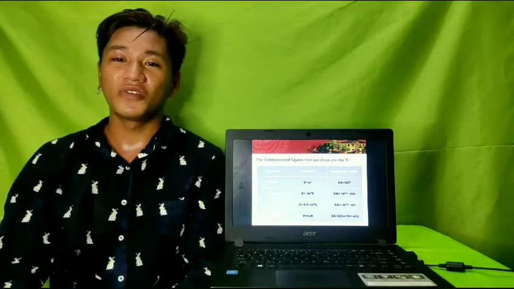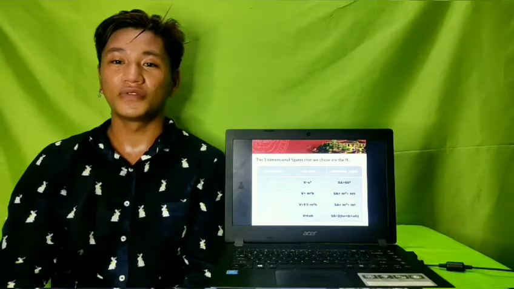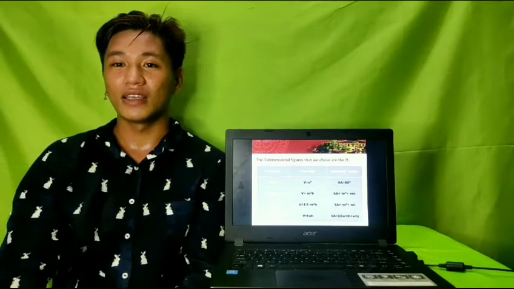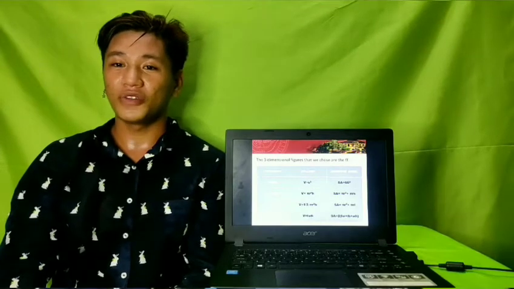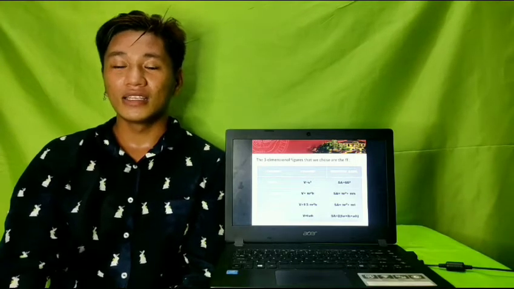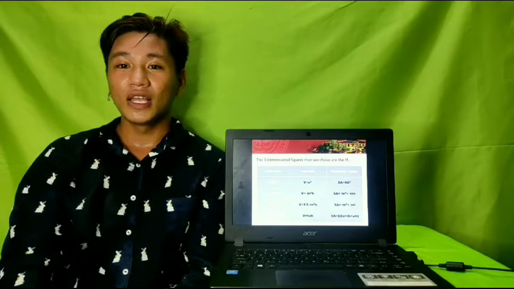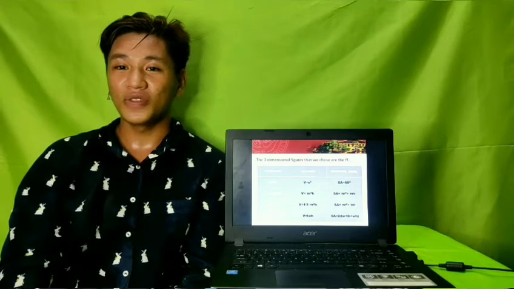In finding the volume of the rectangular prism, we have V equals length times width times height. And for its surface area, we need to follow the formula SA equals the quantity 2 times length times width plus length times height plus width times height.